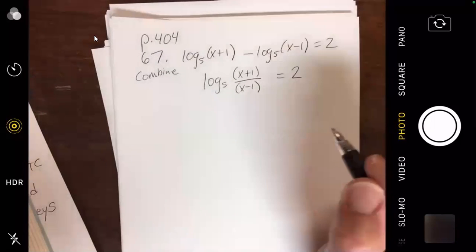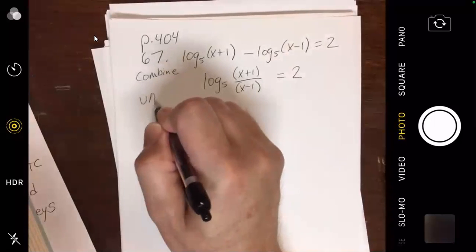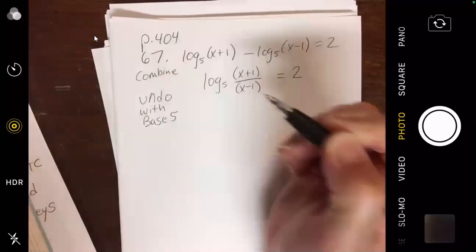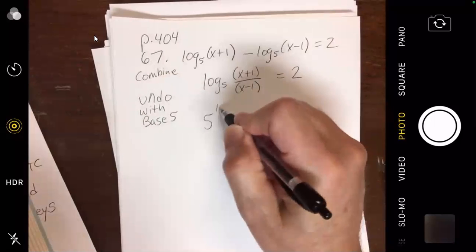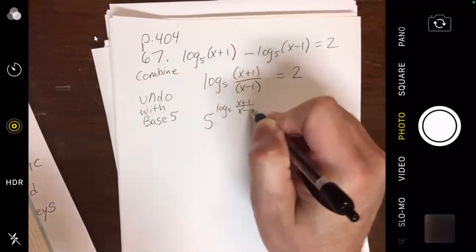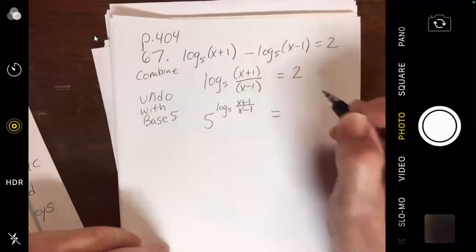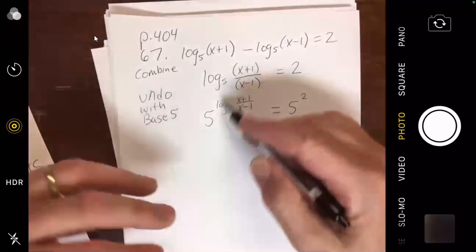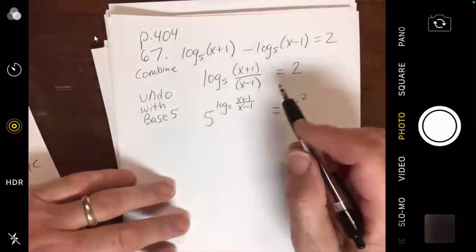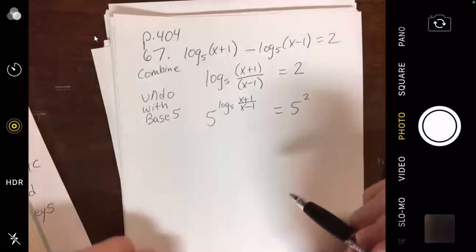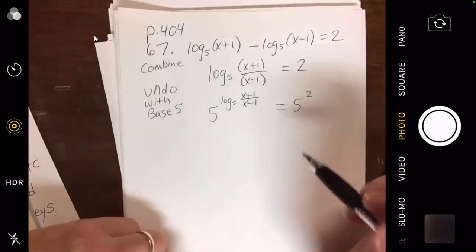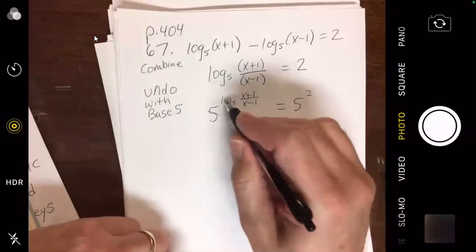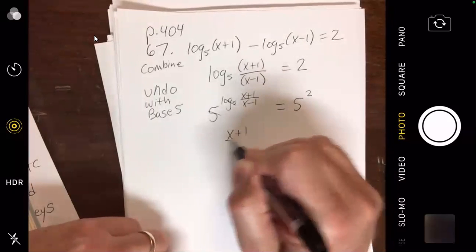That equals 2. Now we undo with base 5. Going 5 to a log base 5, x plus 1 over x minus 1. Don't absolutely have to use parentheses, but on this side it'd be 5 to the second power. That's why it's very important to realize you're raising both sides to an exponential. Even like on the last problem, you had a log on both sides, so it seems a little superfluous, but it's very important when you don't have a log on both sides. You're going 5 to those powers. This undoes. That leaves us x plus 1 over x minus 1 equals 25.